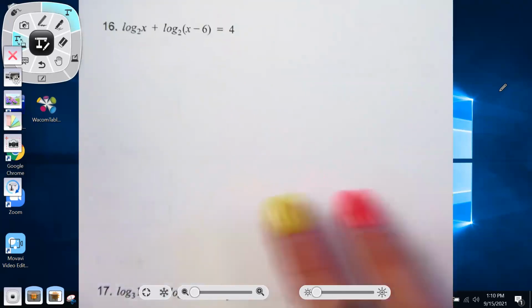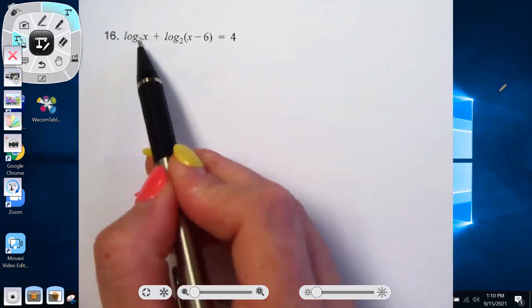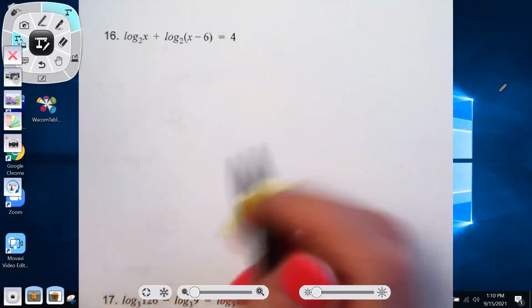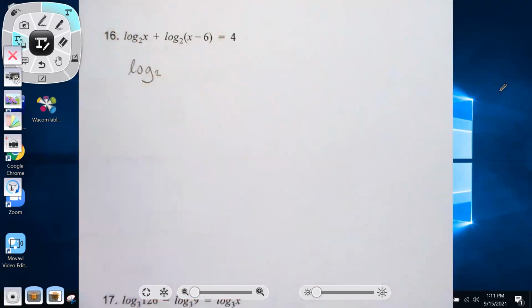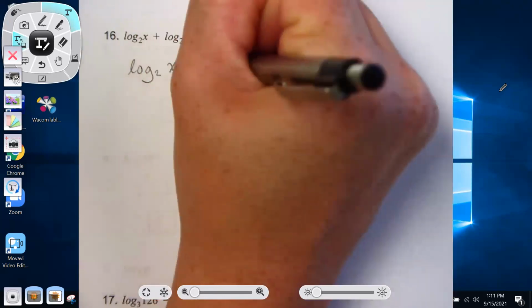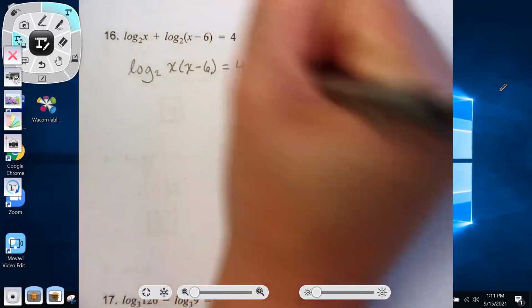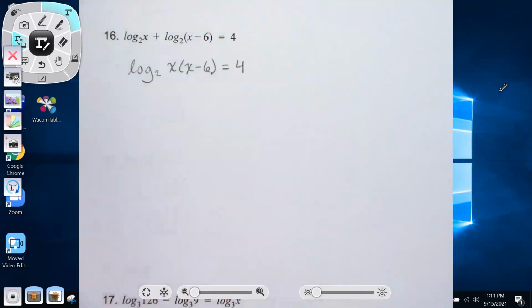Number 16. On number 16, we have 2 logarithms being added together. So we want to combine those logarithms into one. When we do that, log base 2 stays the same. And then we multiply x times x minus 6. Because the logarithms are being added, that means we multiply x times x minus 6.